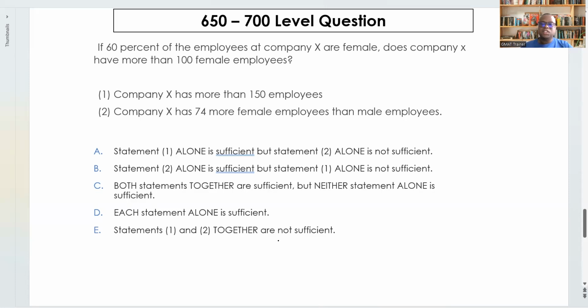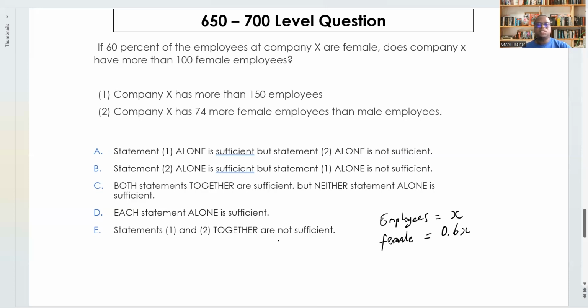That's a question being asked. So we've been told from the question stem that 60% of employees at company X are female. So let's say all the employees at company X is X employees. Female employees will be how many? From the question stem, we'll have it as 0.6X as the number of female employees.